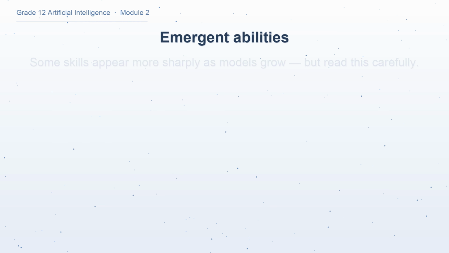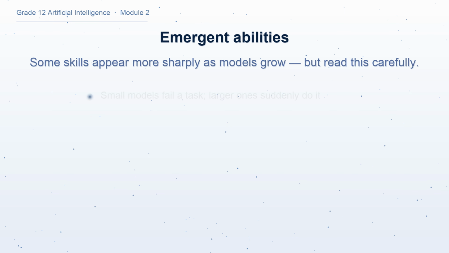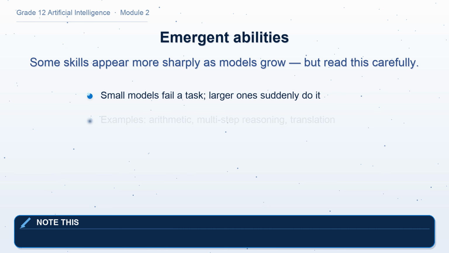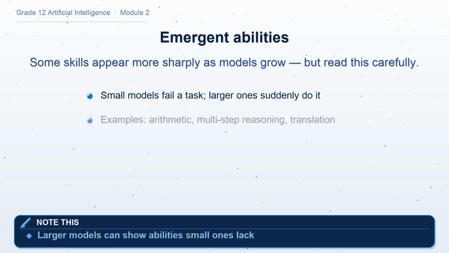As models grow, some abilities seem to appear quite suddenly. A small model fails a task completely, and then, past a certain size, a larger model can do it. Multi-step arithmetic, step-by-step reasoning, and translation are common examples. These abilities often improve when we prompt the model to think step by step. Here we must be careful and honest.